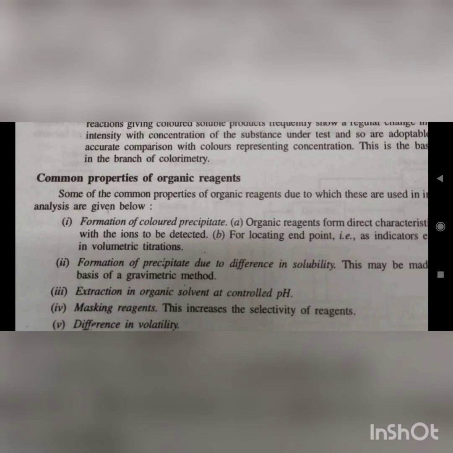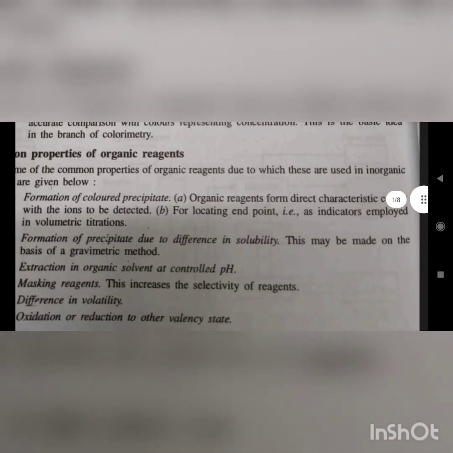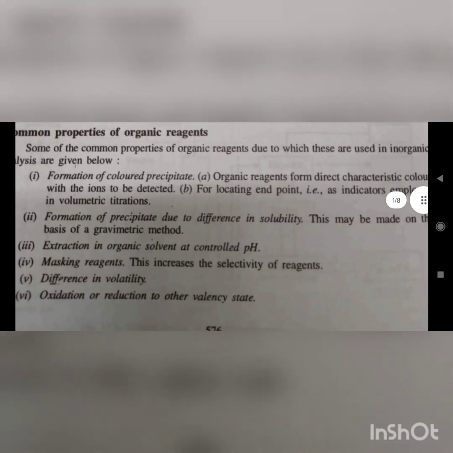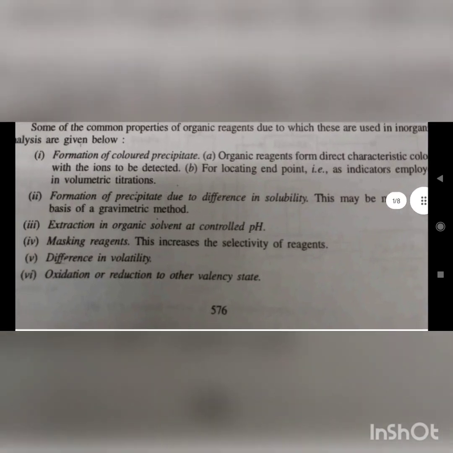Common properties of organic reagents. Some of the common properties of organic reagents due to which these are used in inorganic analysis are given below. Formation of colored precipitate: organic reagents form direct characteristic color with the ions to be detected, for locating end points, that is, as indicators employed in volumetric titrations.